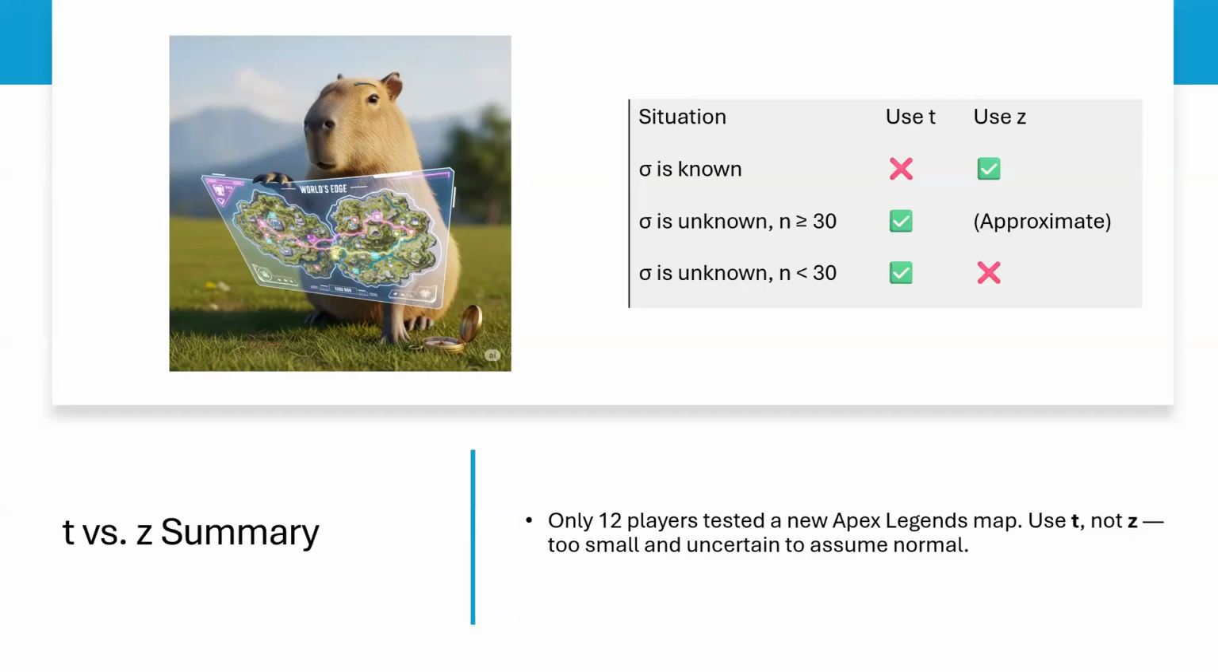As the sample size increases, the t-distribution approaches the z-distribution. Just like the more data you have, the more confident you can be.